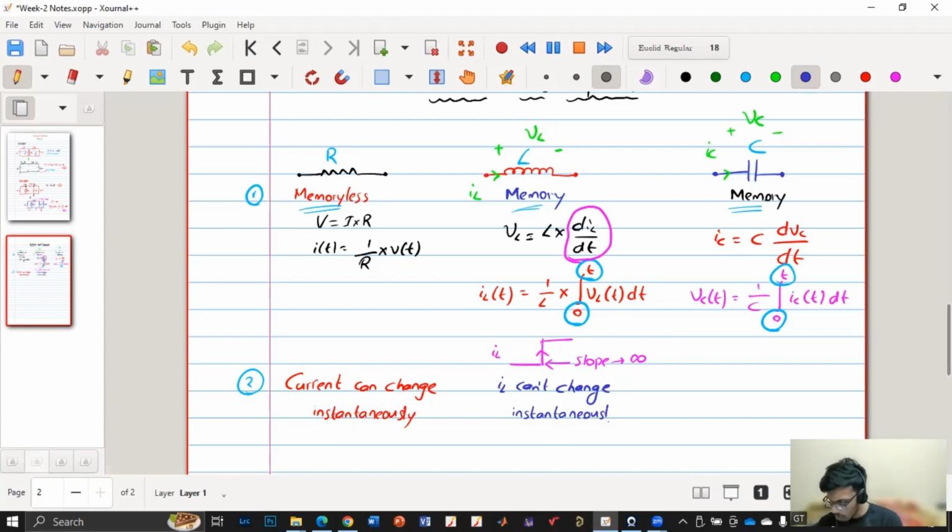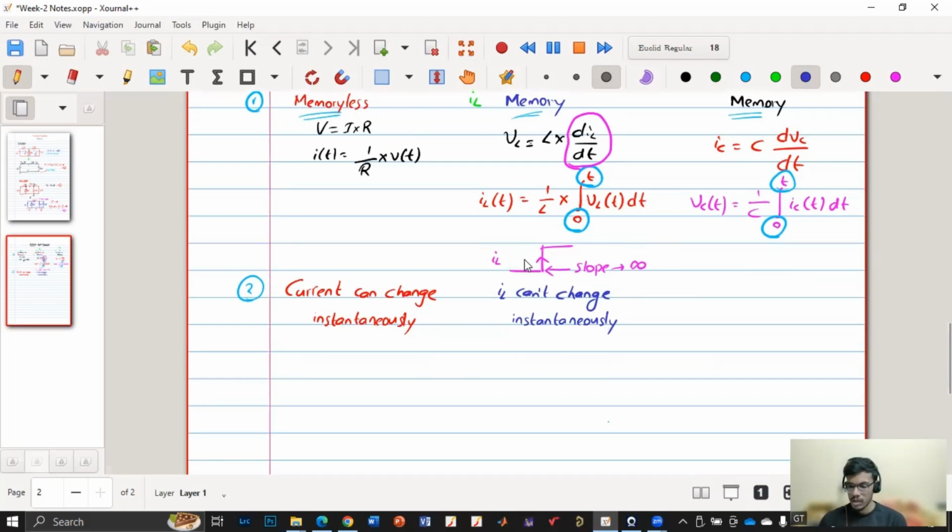Likewise, what cannot change instantaneously in the case of a capacitor? Voltage. And why so? That depends upon the dv by dt. Here in this case, it is dVc by dt. So the capacitor current is dependent on the slope of the capacitor voltage. The capacitor current will tend to infinity if you suddenly change the capacitor voltage, and then again it will blow. So IC cannot be that much high. So VC cannot change instantaneously.